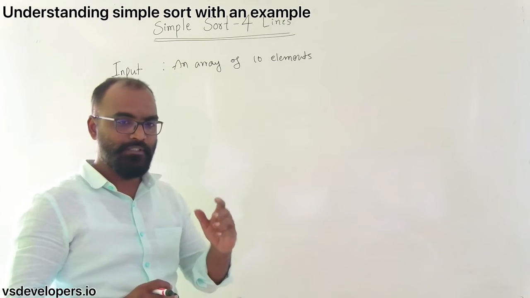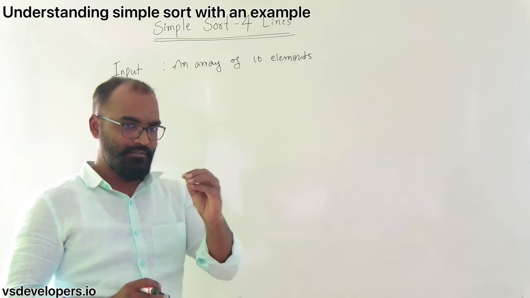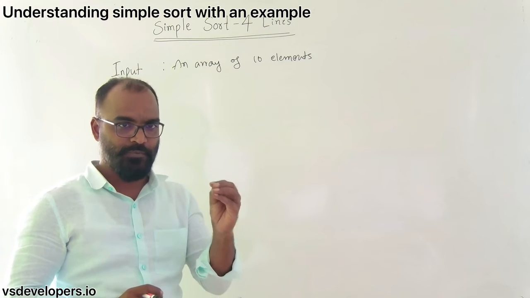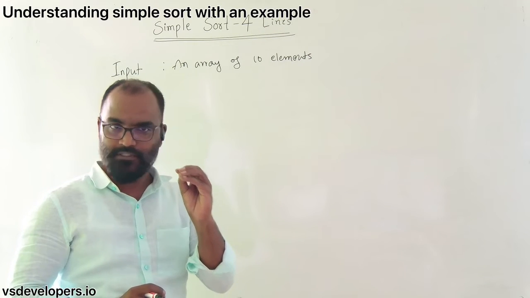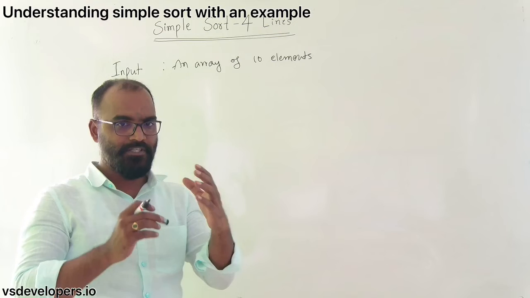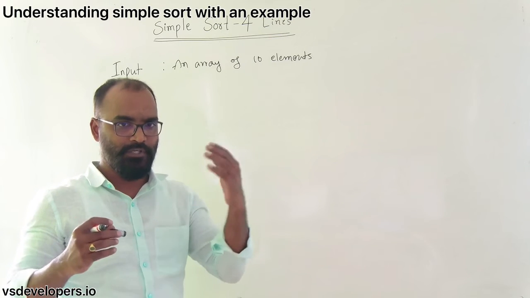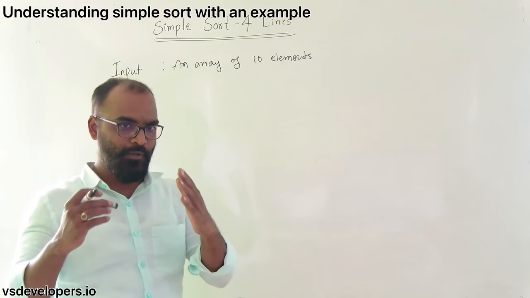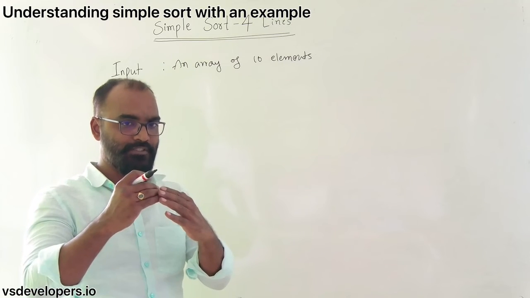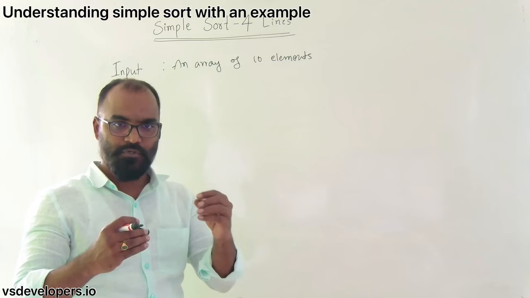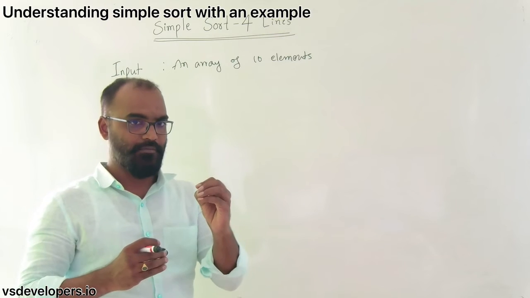Expected output is the same array sorted and returned, which means it's an in-place algorithm, right? That is important to understand. We are not generating a new array which will have the sorted numbers. Here, whatever you are given as input, you will be updating the same input data structure and returning it. Therefore, it's an in-place algorithm.